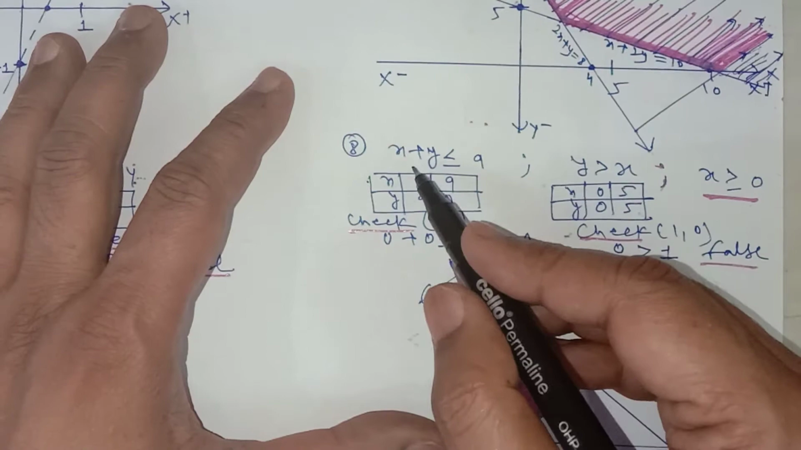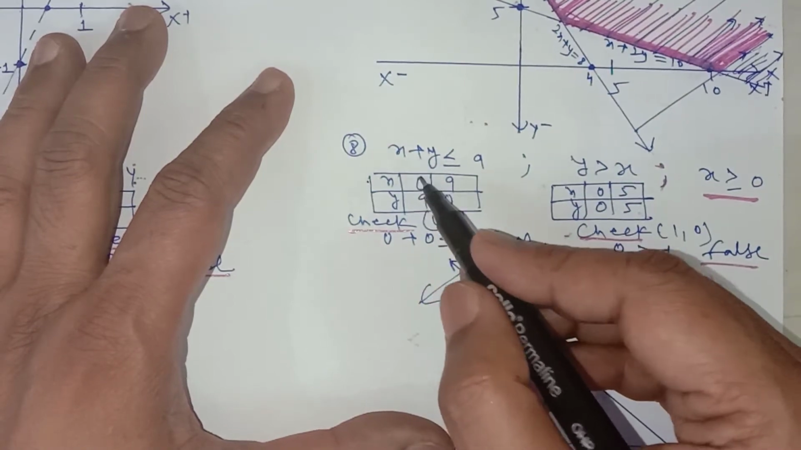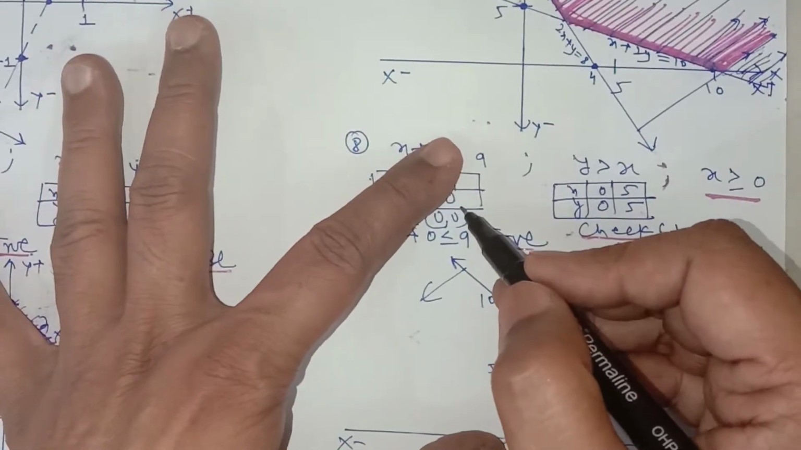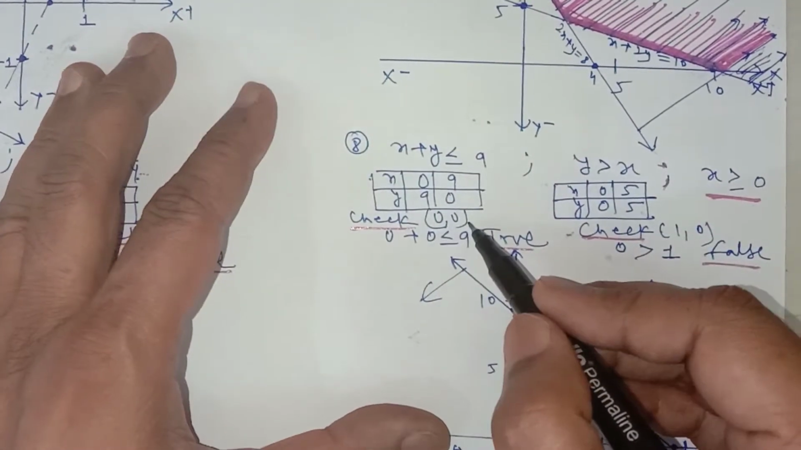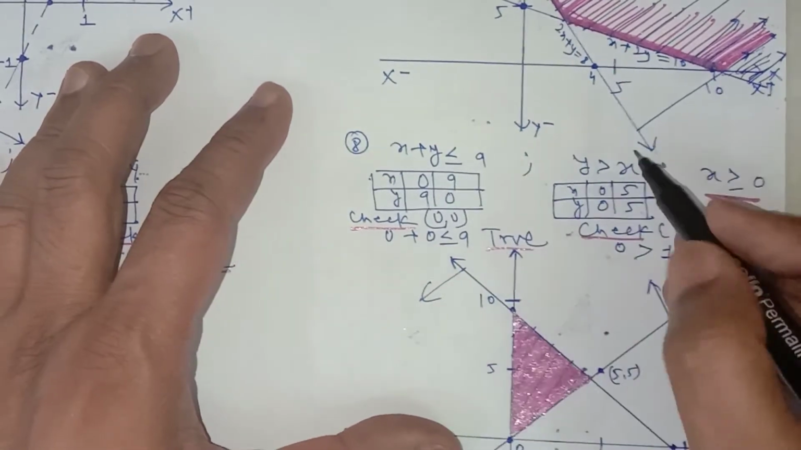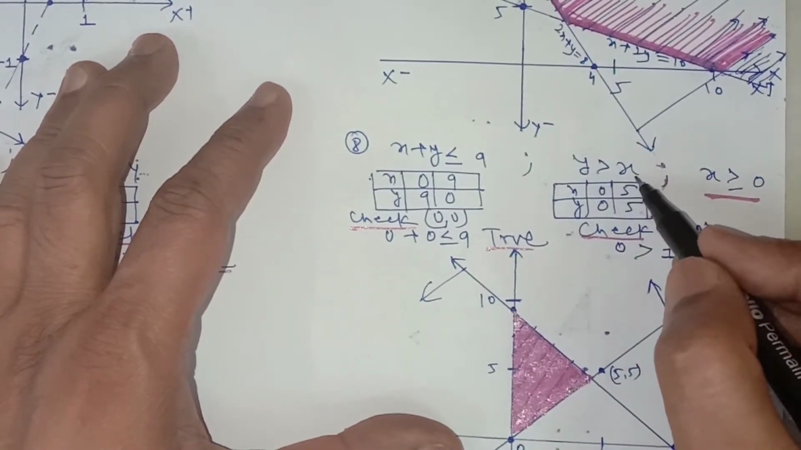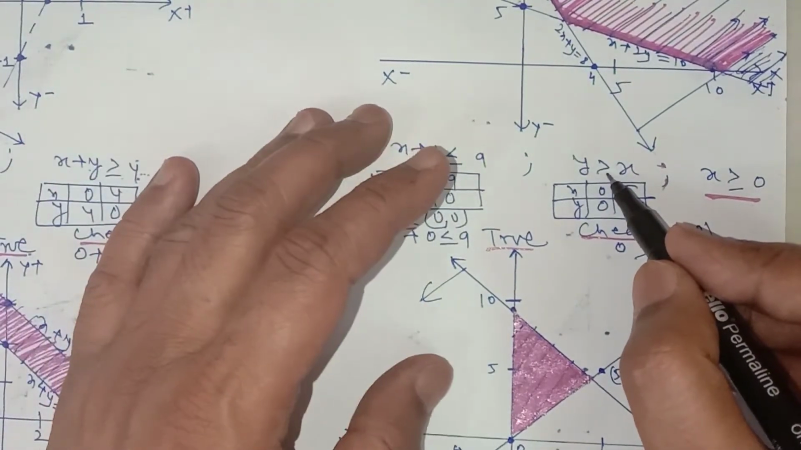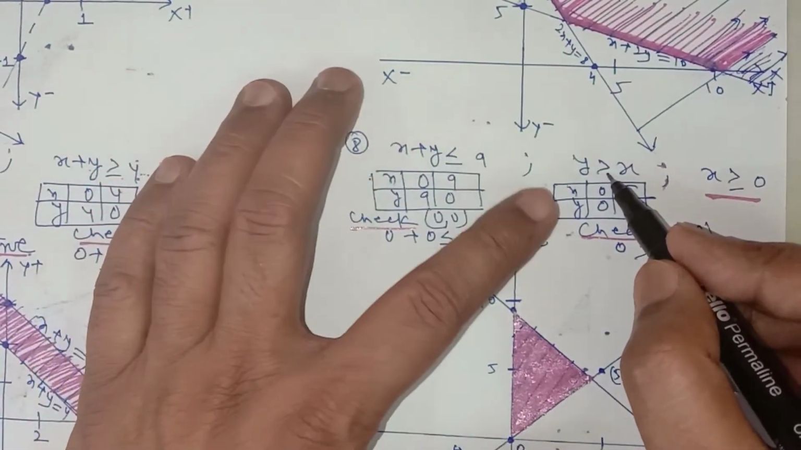So first of all, find its common solution set. For this, x 0, y 9. If we take x 0, y will be 9. If we take y 0, then x will be 9. Check whether (0, 0) is the solution of this inequation or not. 0 plus 0 less than or equal to 9, which is true. Now y greater than x. Now find the solutions by considering them as an equal sign.